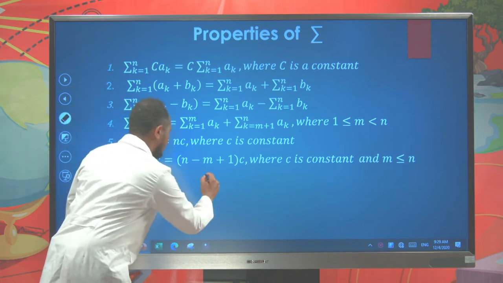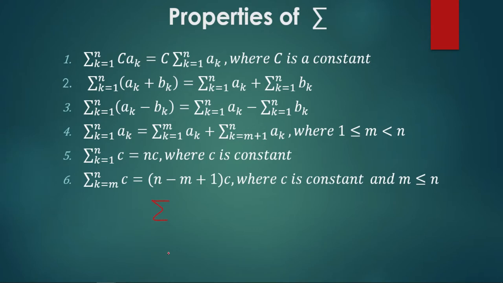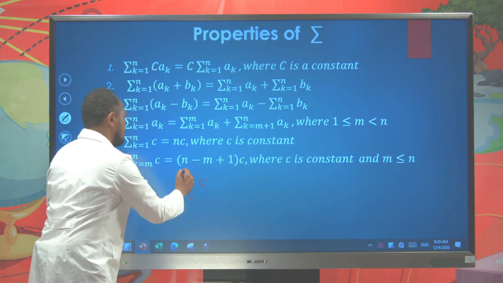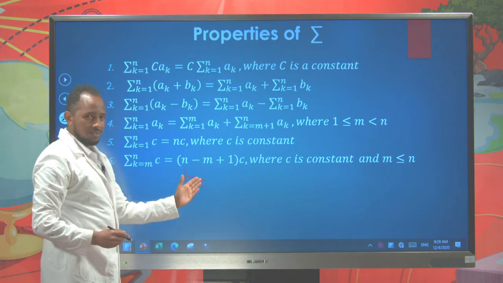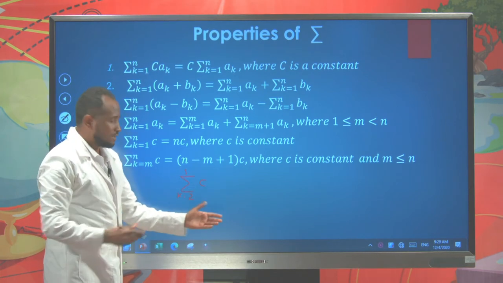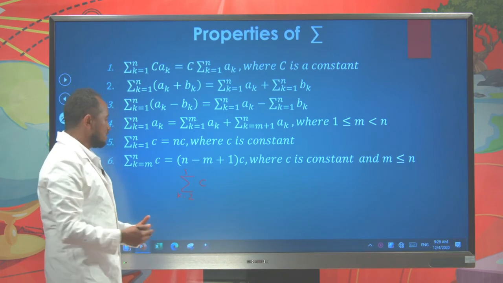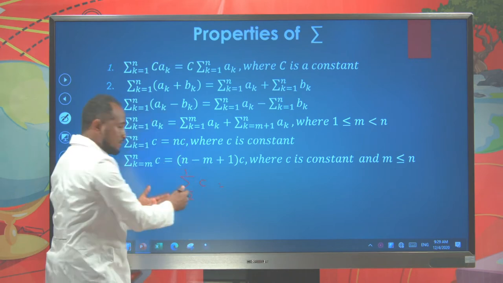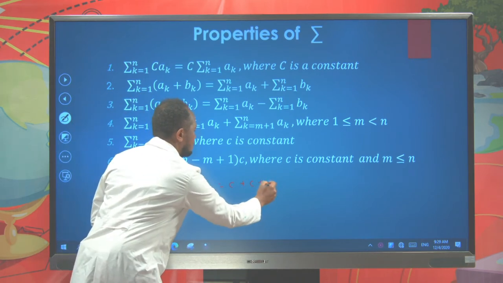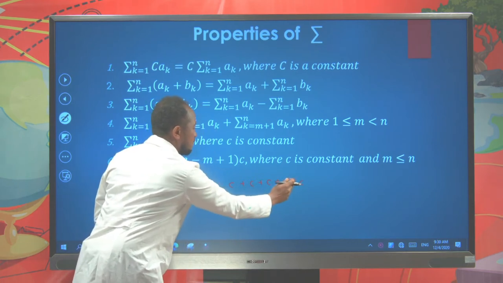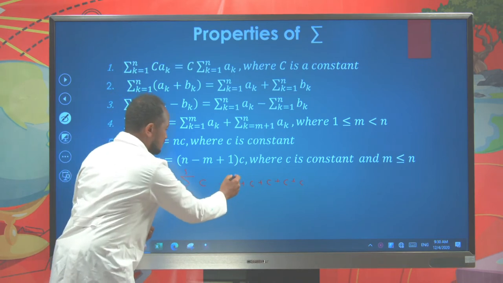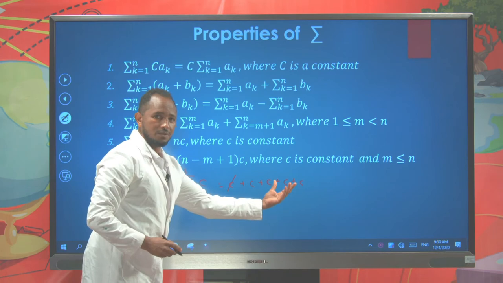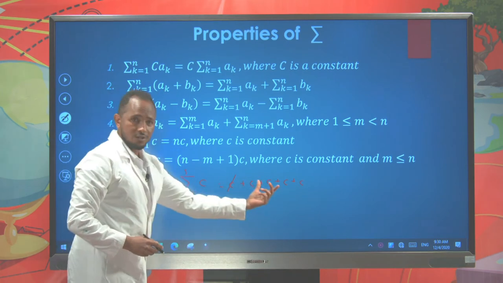For example, let's take the summation of C, where K starts from 2 up to 5. This means add these terms, starting from the second term up to the fifth term. The first term is excluded. So if you write starting from the first term, we have 1, 2, 3, 4, 5 C's. But in this case, K starts from 2, so the first term is not included. So we have 4 terms. So simply it is 4C in this case.